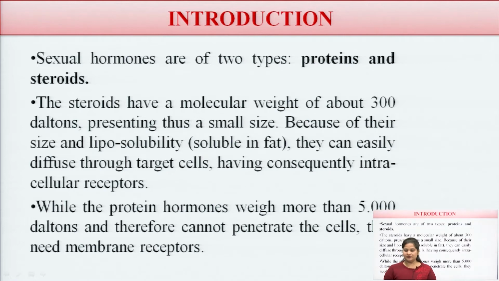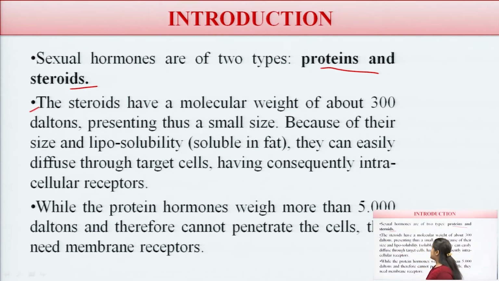Basically, the sex hormones are of two types: proteins and steroids. What are hormones? Hormones are chemical messengers which convey messages from one source to another. These hormones are of two types, the proteins and the steroids.